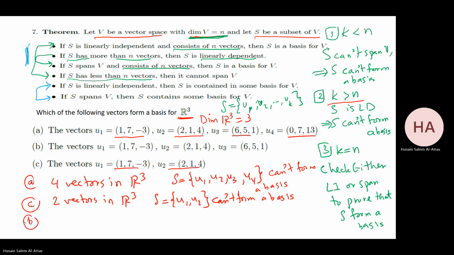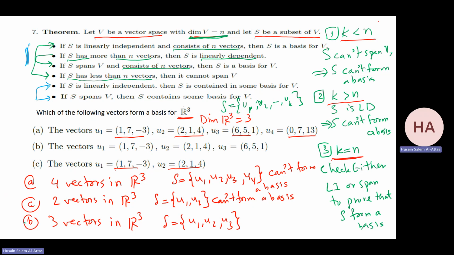Case B. Now I have 3 vectors in R3. So what is my S? It is U1, U2, U3. I need to be careful here. I cannot conclude right away. I am in this case. In number C, I have this case. So this is the C case, this is the A case, this is the B case. So I need to check this set. I have 3 vectors, 1, 2, 3. Whether this set is linearly independent or not is enough for me.